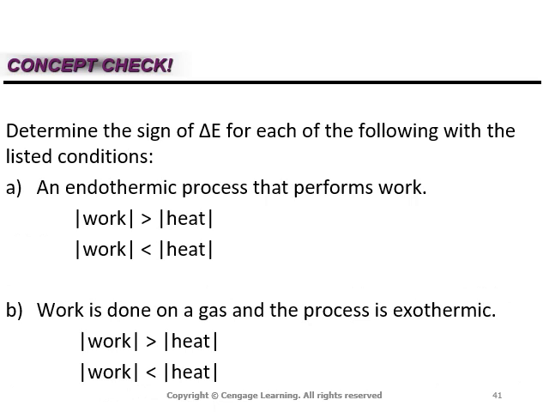Determine the sign of delta E for each of the following. An endothermic process means that delta H is going to be plus, and then it performs work. So that means that the work is going to be negative. And if it's endothermic, that means the heat is going to be positive because it's going into the system, right? So if the work's quantity is greater than the heat's, that means the negative is greater than the positive. So the sign would be negative for this one. On the other hand, if it's the other way around, then the work, which is negative, is less than the heat, then the heat is going to predominate. So the sign is going to be positive. And I'll leave the second one as an exercise.